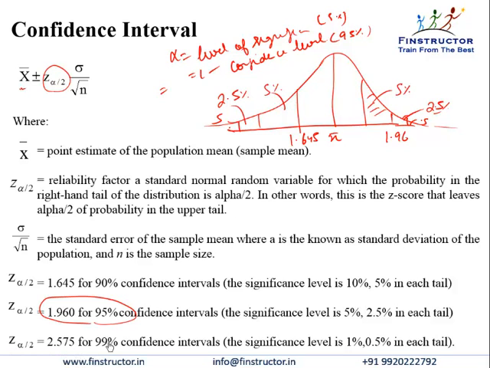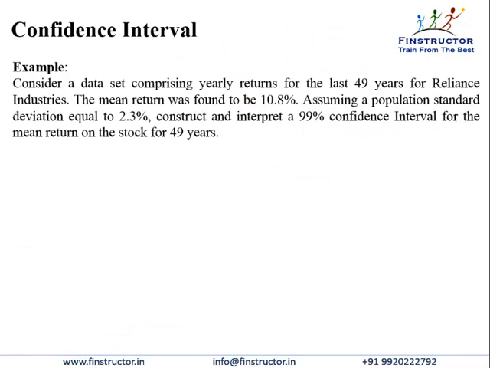With 99%, the reliability factor would be 2.58. So 99% of the times the values will lie within plus minus 2.58 standard deviations of the mean. We'll do an example and understand it better.